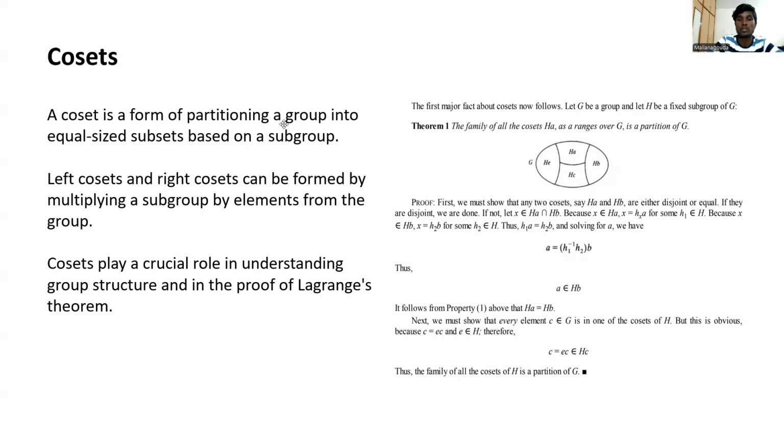Next, we must show that every element c belonging to G is in one of the cosets of H, but this is obvious because c is equal to ec and e belongs to H. Therefore, c is equal to ec, which belongs to Hc. Thus, the family of all the cosets of H is a partition of G.